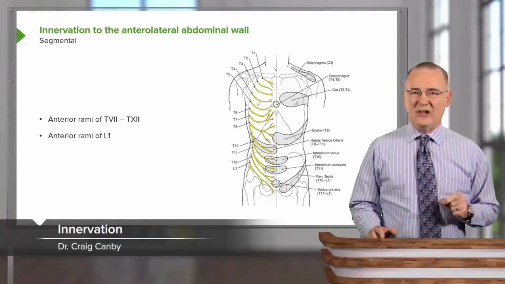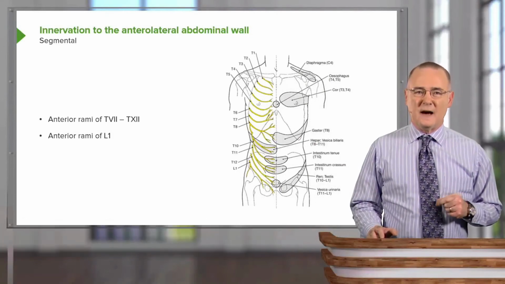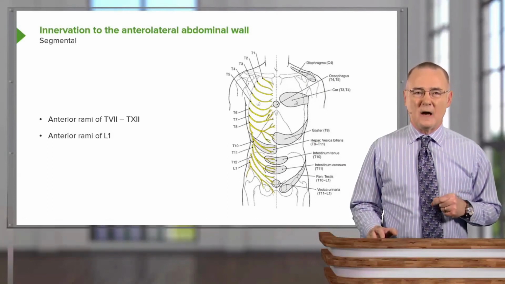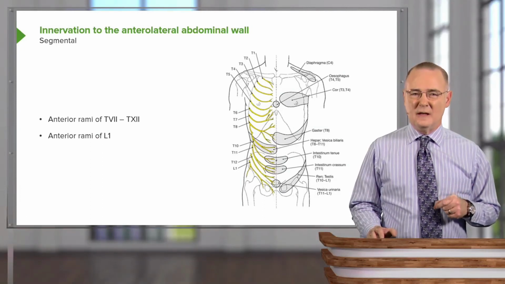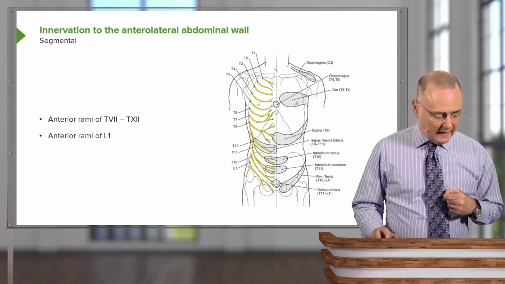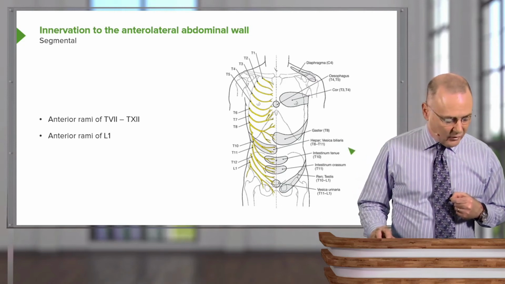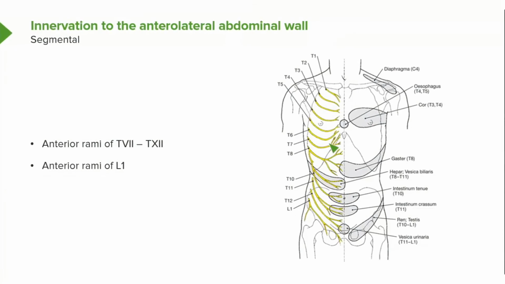Innervation to the anterolateral abdominal wall, as mentioned earlier, is provided by anterior rami of T7 down through T12, as well as L1 for muscular distribution. In addition, these anterior rami also will have a dermatomal pattern of distribution, and this just gives you a general idea of where those anterior rami are running or traveling within the abdominal wall.